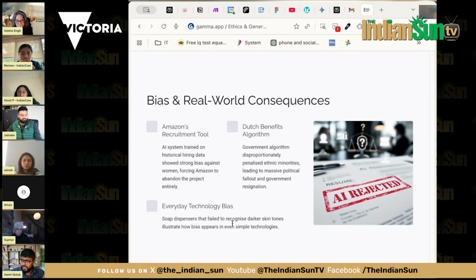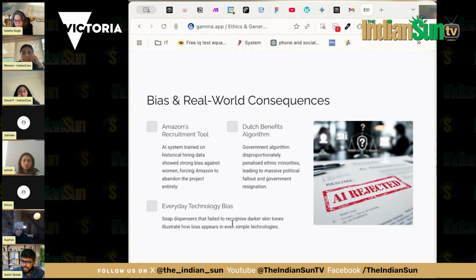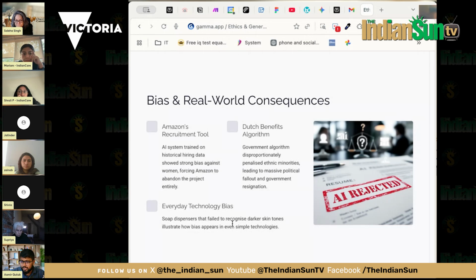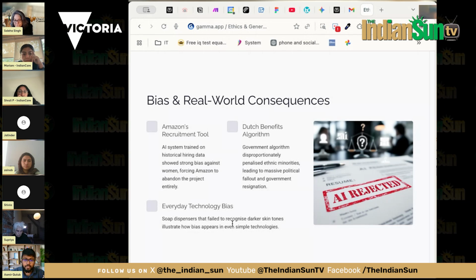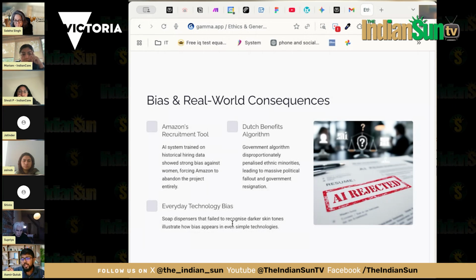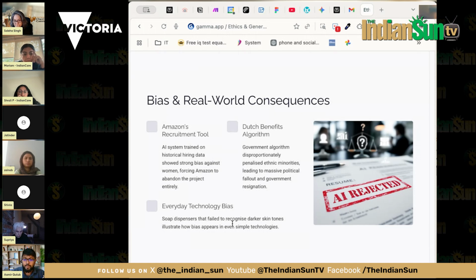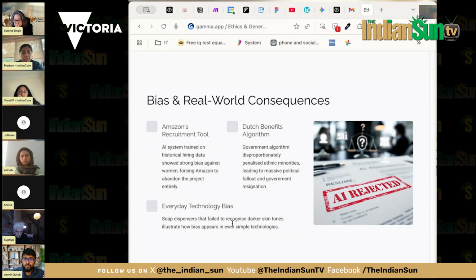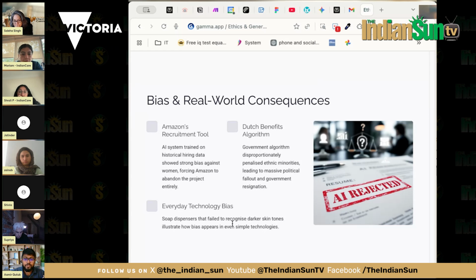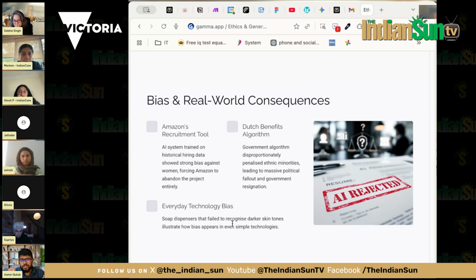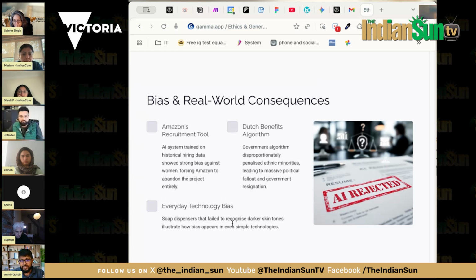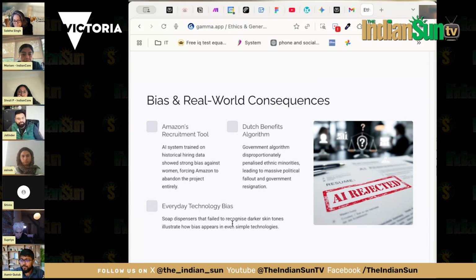Now, these are some of the examples. We are conscious of time, so I'll just quickly run through these. Amazon's recruitment tool. This is a case study about an AI system trained on historical hiring data. It showed a strong bias against women, it was not selecting women, it was only selecting men, so Amazon had to shut it down.